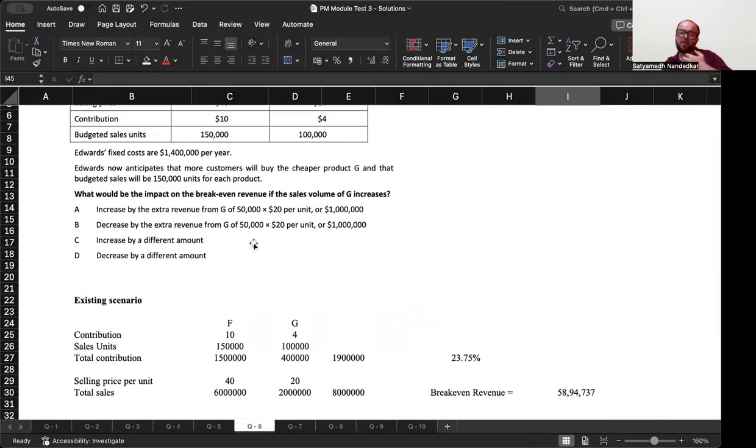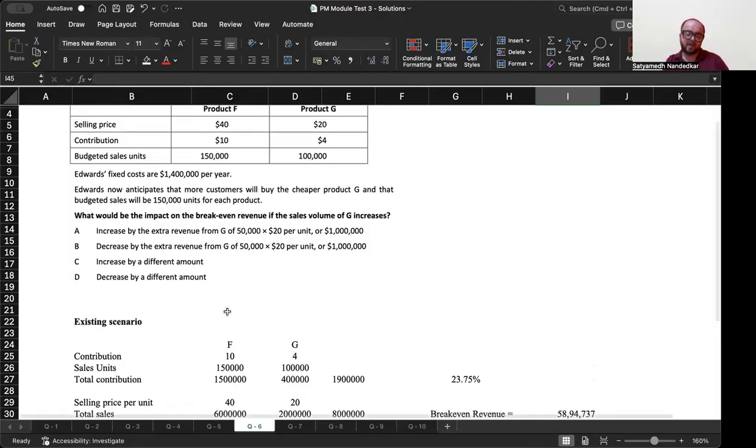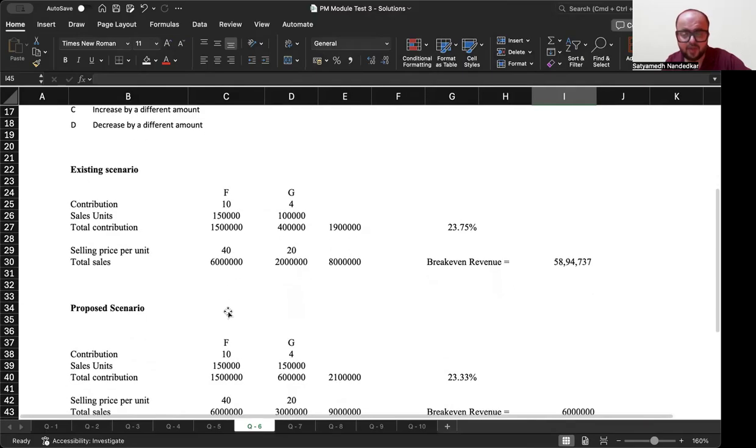What would be the impact on the break-even point if the sales volume of G increases? Increase by the extra revenue from G of 50,000 into 20, 10 lakh. Decrease by the extra revenue from G of 50,000 into 20, that is 10 lakh. Increase by 10 lakh, decrease by 10 lakh. Increase by a different amount, decrease by a different amount.